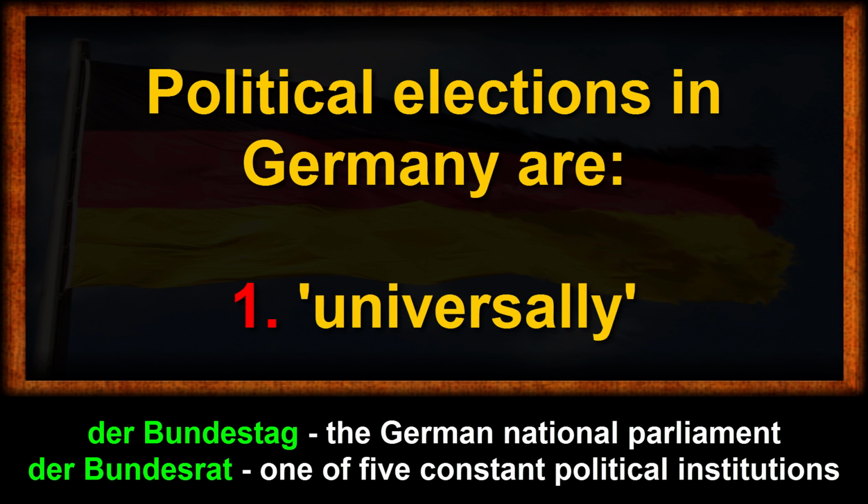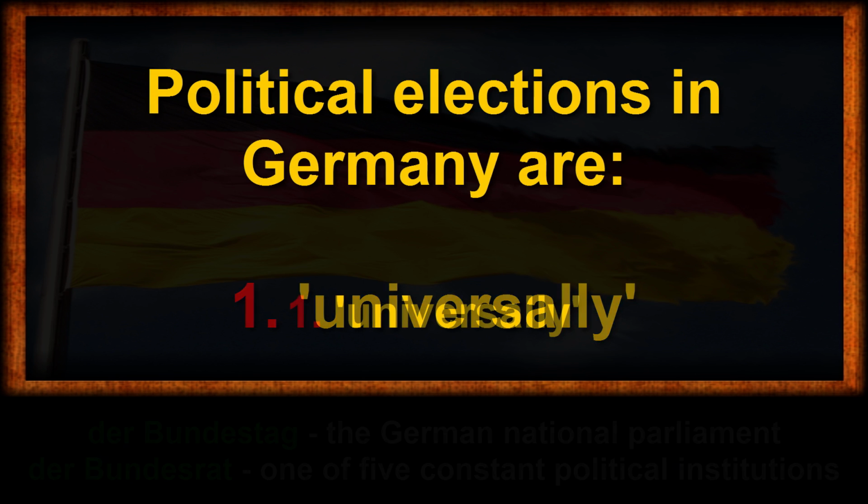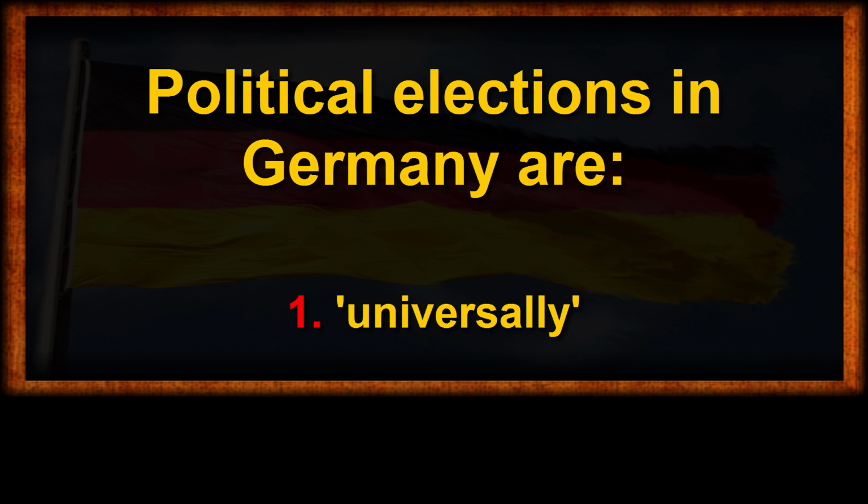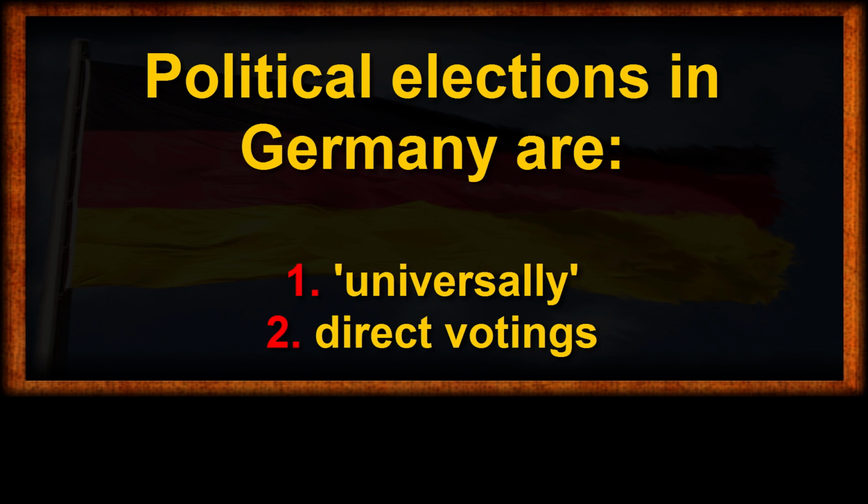Political elections in Germany are universally possible, so to speak, which means it doesn't matter how rich you are or which social status you have to be allowed to vote. Some people might be excluded from the right to vote though, because they committed certain crimes and they were punished and penalized for them. Political German elections are direct.